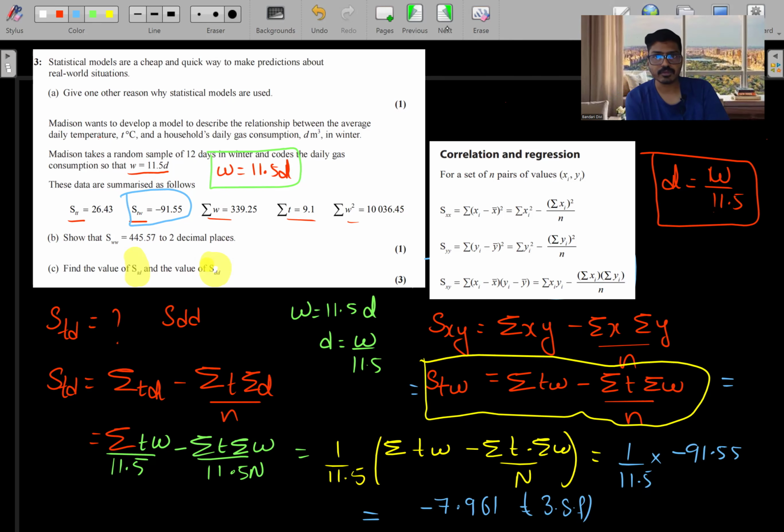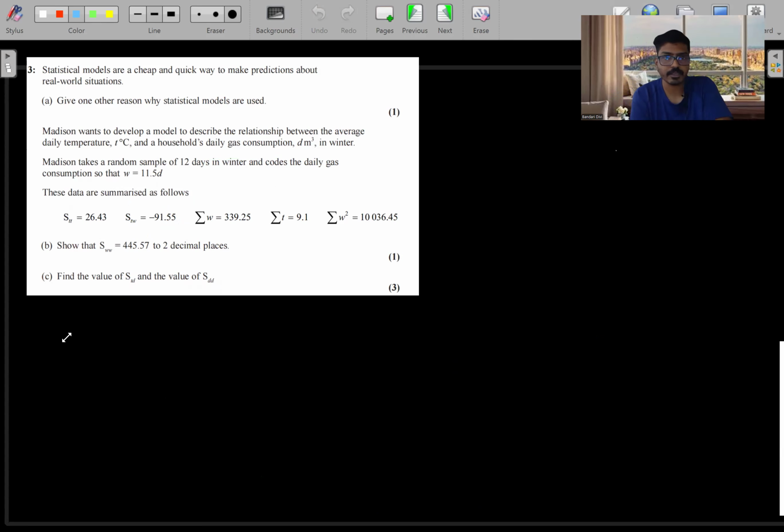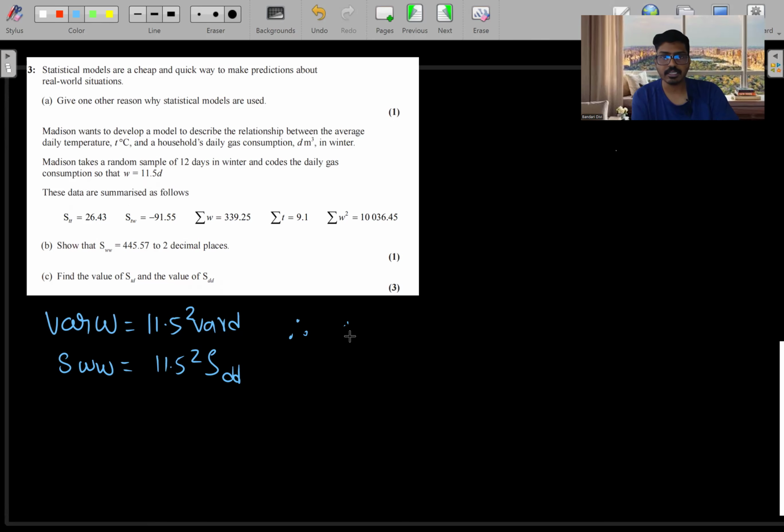Then we also have to find SDD. To calculate SDD, we have a variance relation. Our variance of W is equivalent to 11.5 squared times the variance of D, right? Similarly, we can write that SWW is equivalent to 11.5 squared times SDD. So SDD will be equivalent to SWW upon 11.5 whole squared.